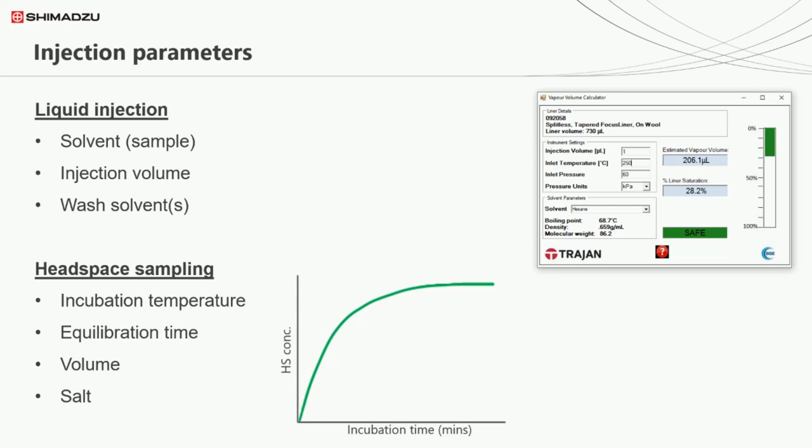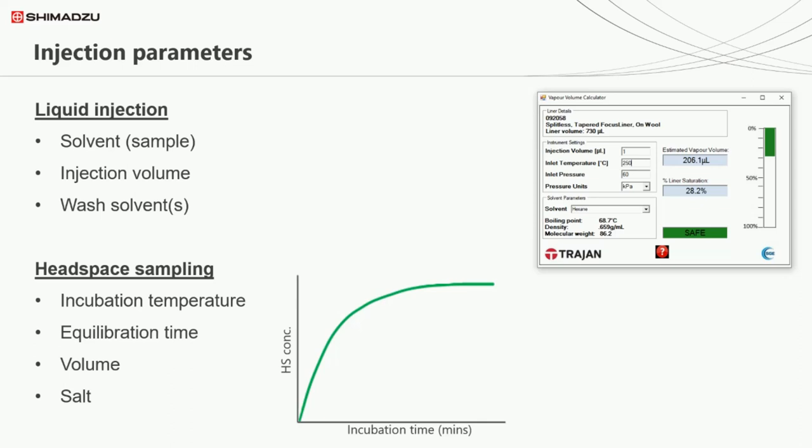Injection speed will have an impact, but most systems these days have a default injection speed, which is optimized for that particular piece of hardware. For headspace sampling, the considerations are different. For this, let's assume we're working with an aqueous sample.